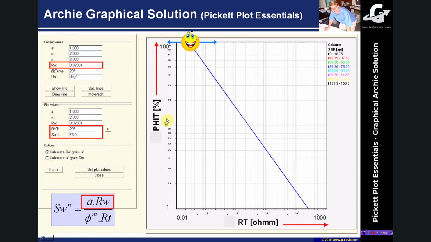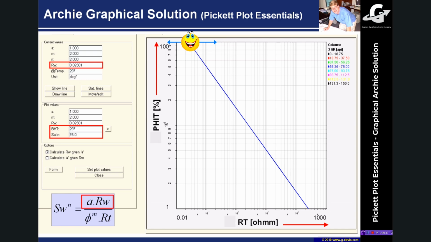So we know the salinity of our water, and geologically speaking, in most of the reservoirs we work in, we know whether we're near salt domes, and we have a fair idea of what the salinity of our reservoirs is. So we can fix that point for the purposes of this, and then let's introduce some rock into the equation.